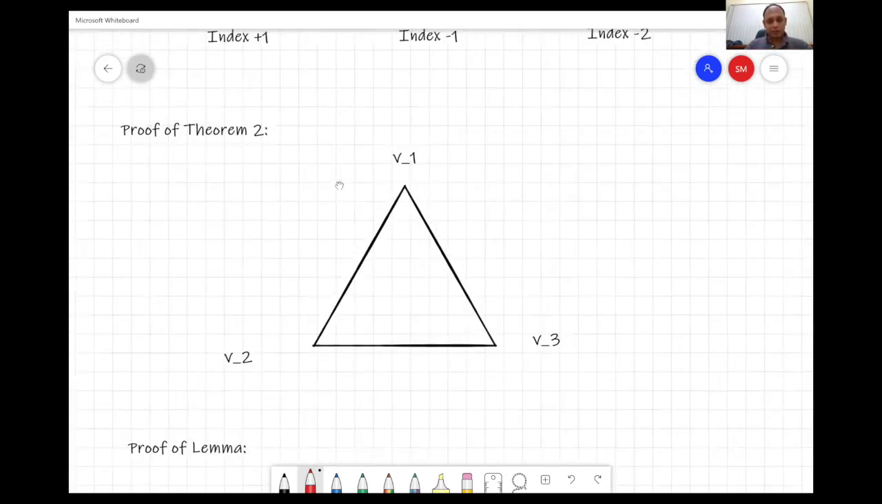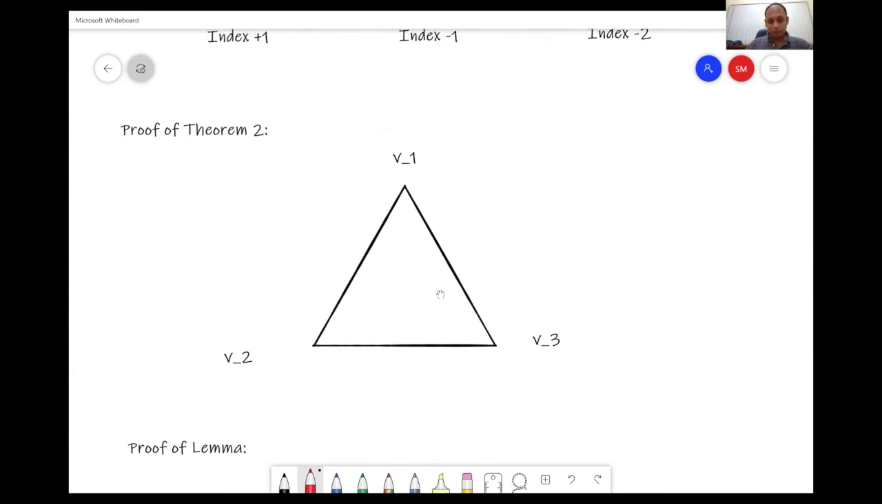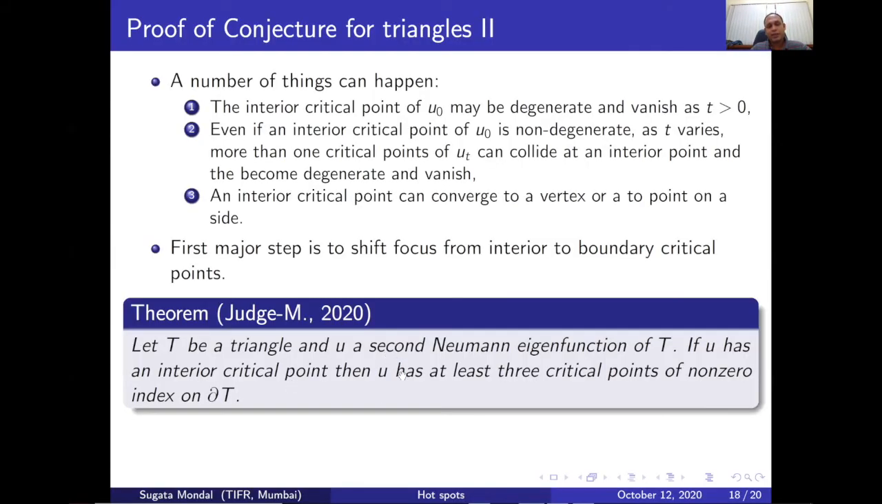Okay, so I'm going to give you an idea of the proof of this particular theorem. It says that if I do have a critical point in the interior of the domain, then I already have 3 critical points, one on each side of the triangle, and they all have non-zero index. This part I just give you a vague idea, but I'll not be able to give you a complete proof because the complete proof requires some analytic argument.